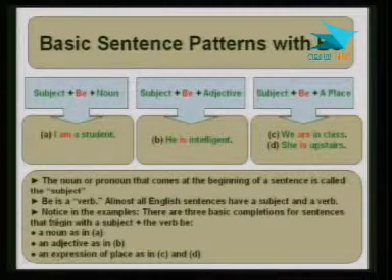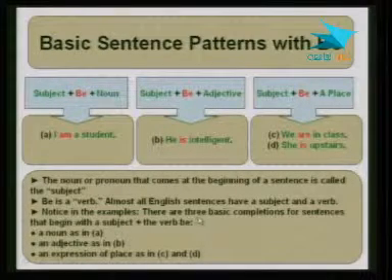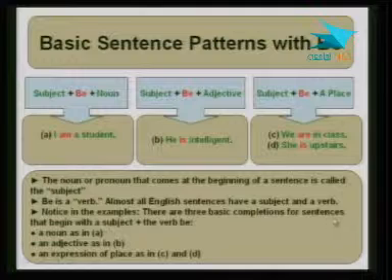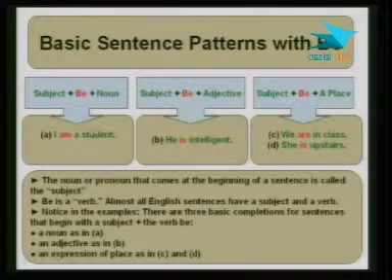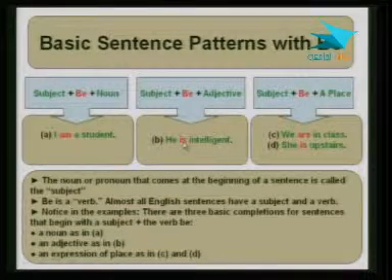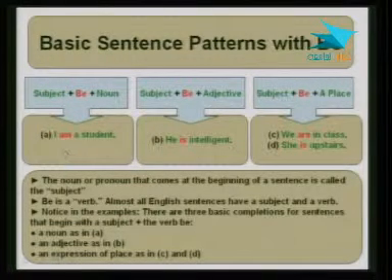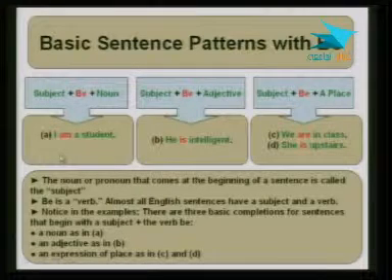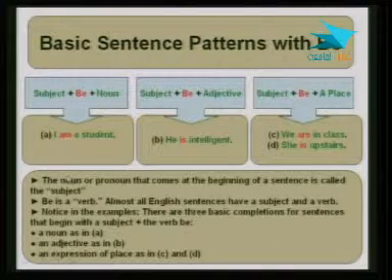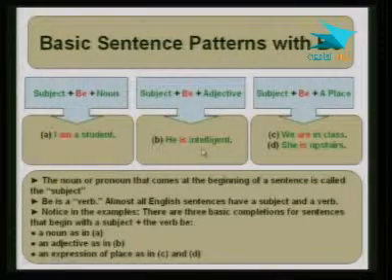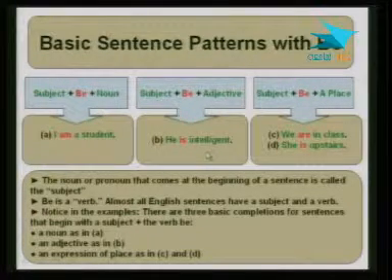All right, the third point, notice in the examples. Let's notice here that there are three basic completions for sentences that begin with a subject plus the verb be. And these are the three basic completions or patterns. In this first example, the A example, we have a noun, which is this one, a student. And in the second one here, we have an adjective, and it is the adjective intelligent. And as I said earlier, we can have other adjectives, not just intelligent.